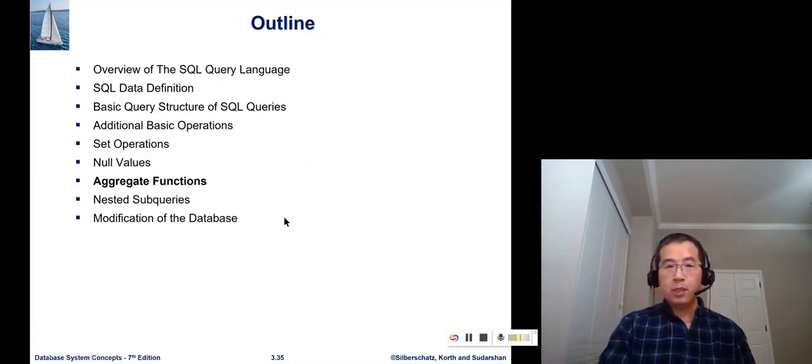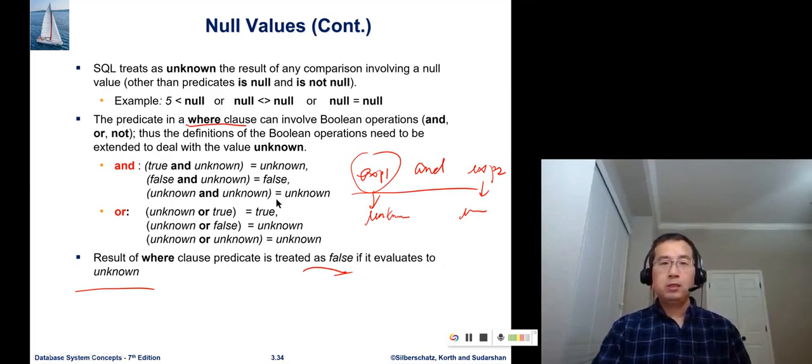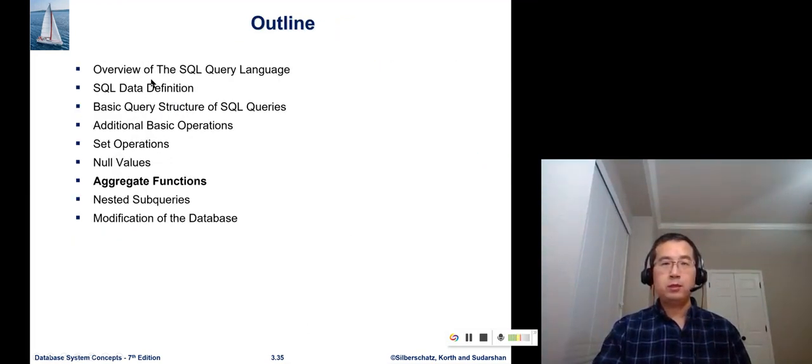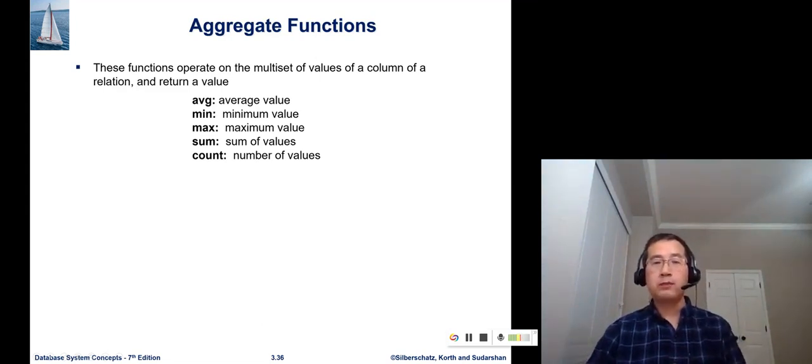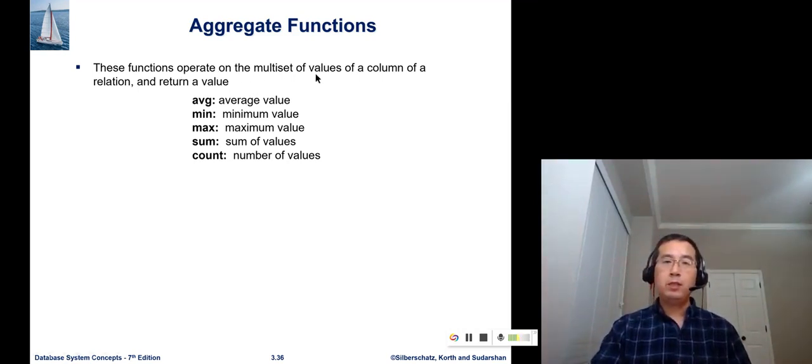Okay, let's continue with the next. Last time we talked about basically the SQL basic structure, additional basic operations, set operations, and null values, and now we are continuing with the aggregate functions. Aggregate functions mean that we want to find statistics about some interesting data, for example, the summation, average, median, mean, max, like these things. The functions operate on a multiset of values. That means it's not only one value.